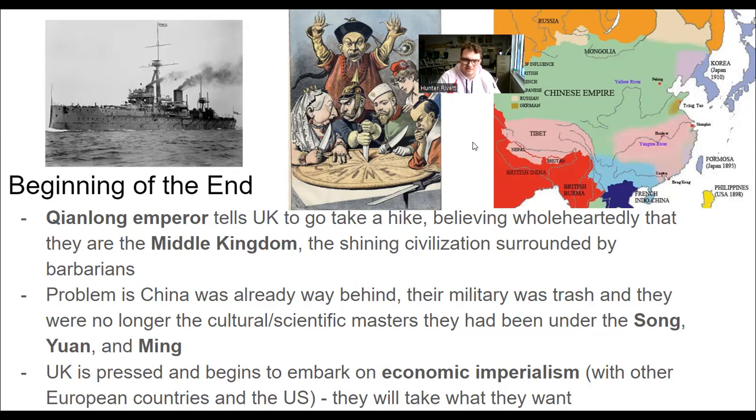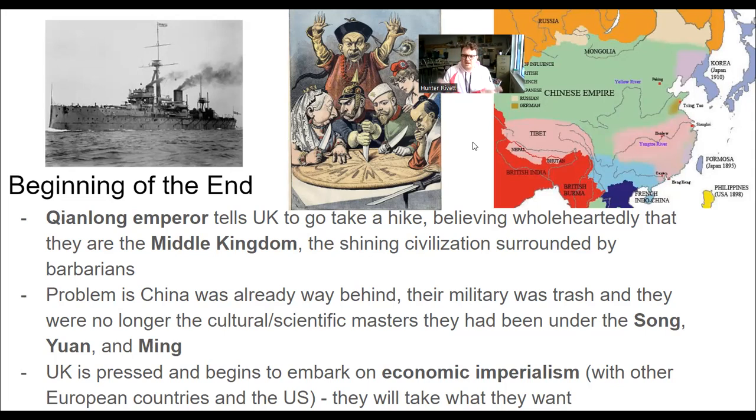Surrounded by the barbarians like the UK. But the problem is China is already way behind. Their military is garbage. They're still using like wooden ships. Their soldiers still fight with swords and spears in the gunpowder age. Remember when we talked about gunpowder empires? Interestingly enough, China was not one of them.